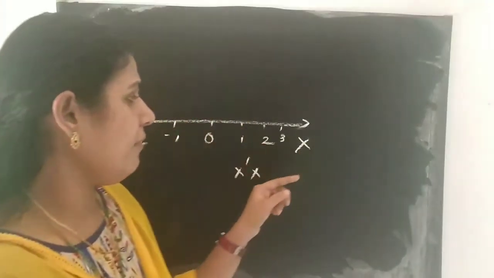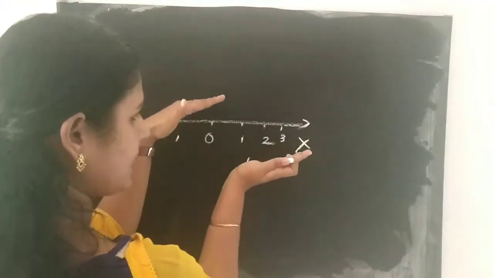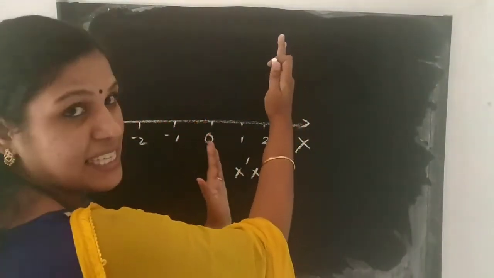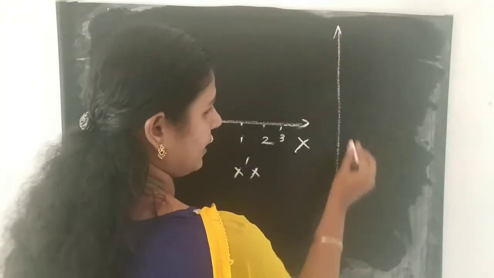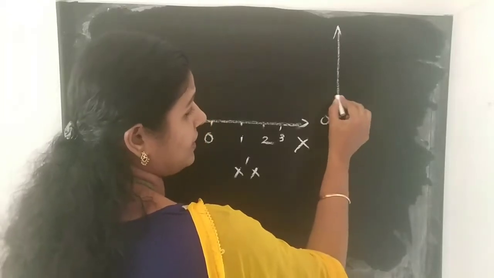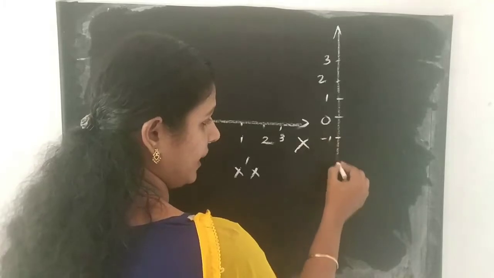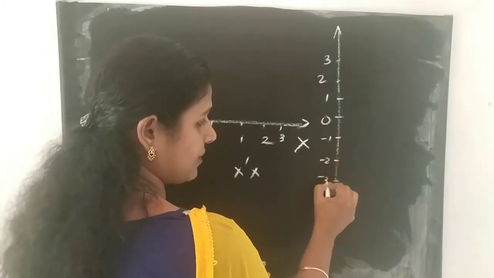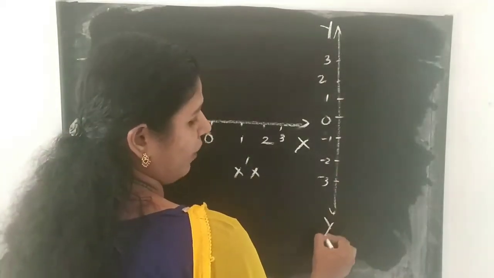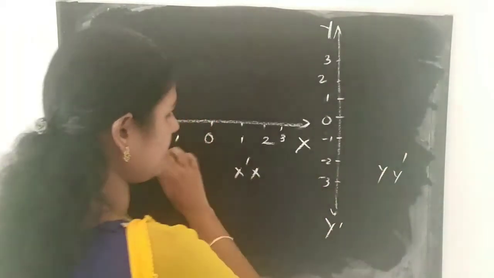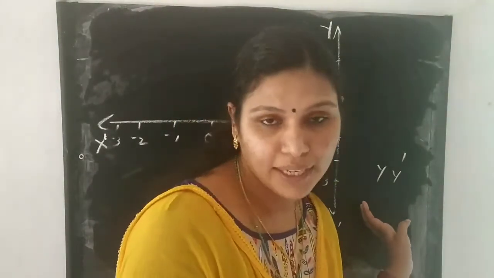This is a horizontal number line. When we rotate this number line by 90 degrees, we get a number line like this. Here 0, and 1, 2, 3 and so on. Here we get -1, -2, -3 and so on. This number line is named Y'Y, and the other is X'X.